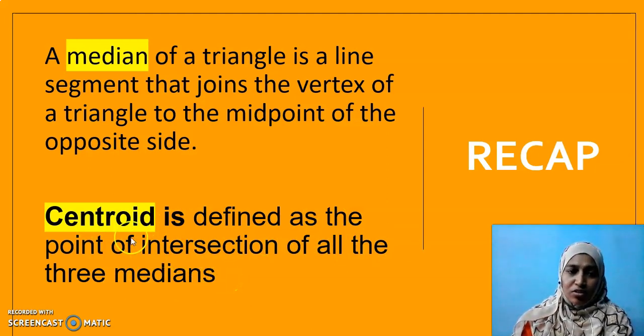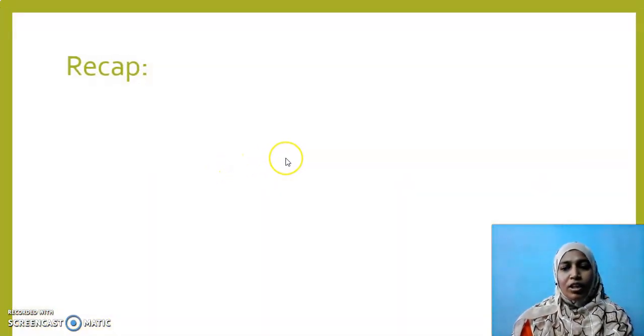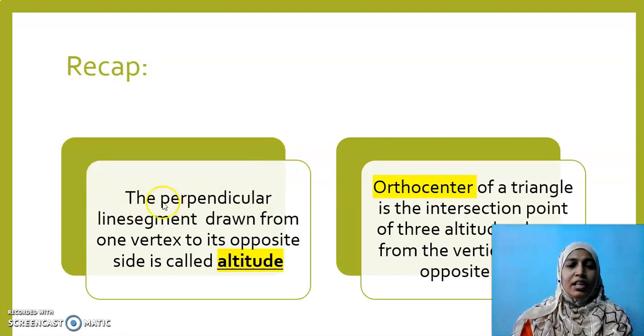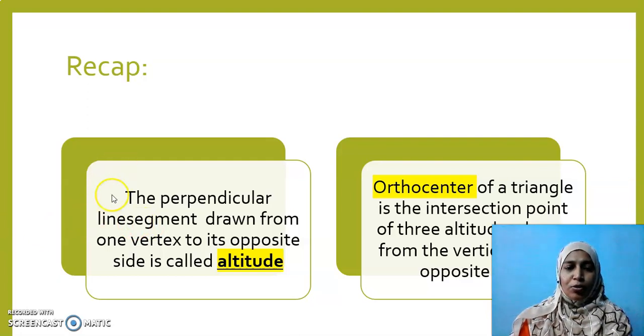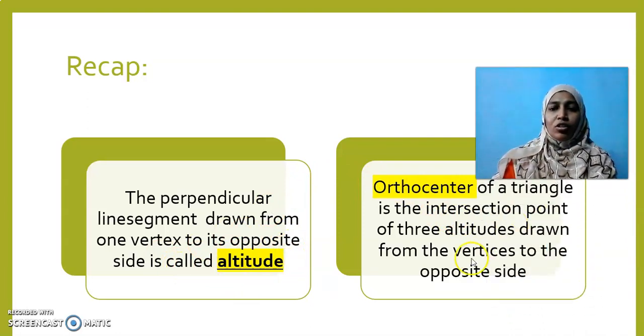You may be asked to define centroid, define median. At that time you should mention these sentences. Okay. Now one more thing we learned. What are those? Yes, the perpendicular line segment. We need not locate the midpoint now. It is enough if the line is perpendicular, drawn from one vertex to its opposite side, and it is called an altitude, and the meeting point of these altitudes is the orthocenter. While defining, be careful. The orthocenter of a triangle is the intersection point, or point of intersection, both mean the same, of the 3 altitudes drawn from the vertices to the opposite sides.